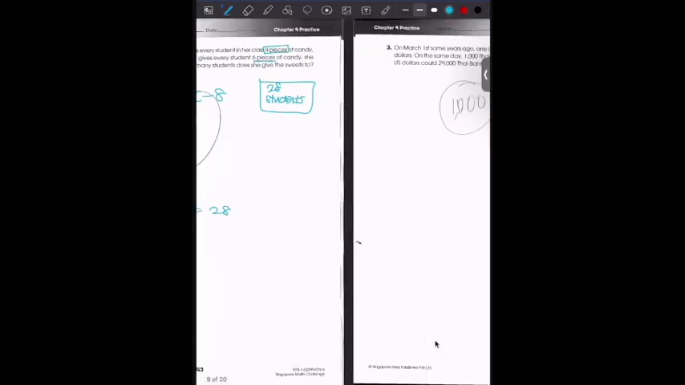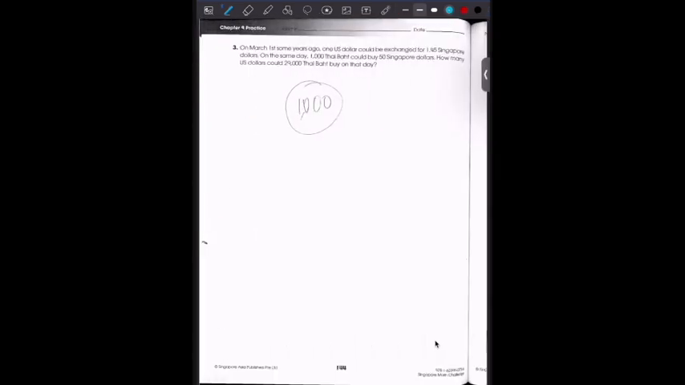Now we have problem 3. On March 1st, $1 US could be exchanged for 1.45 Singapore dollars. On the same day, 1,000 Thai baht could buy 50 Singapore dollars. How many US dollars could 29,000 Thai baht buy on that day?